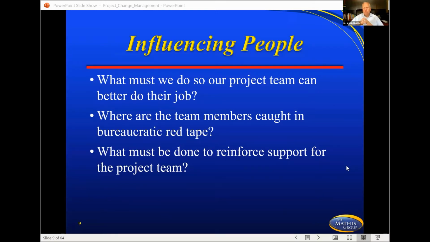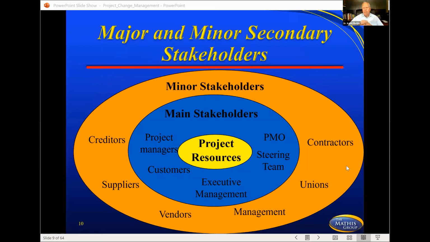Now, when we look at these stakeholders, sometimes we look at the team and we look at management, but we forget that there are many major and minor and secondary stakeholders. And this graphic here is really just to show you an example of that. You've got your project resources here in the very middle, and then you've got main stakeholders that we deal with on almost every project. You've got the project manager, the customer, executive management, a steering committee, maybe a PMO, and so forth. So we've got those people.